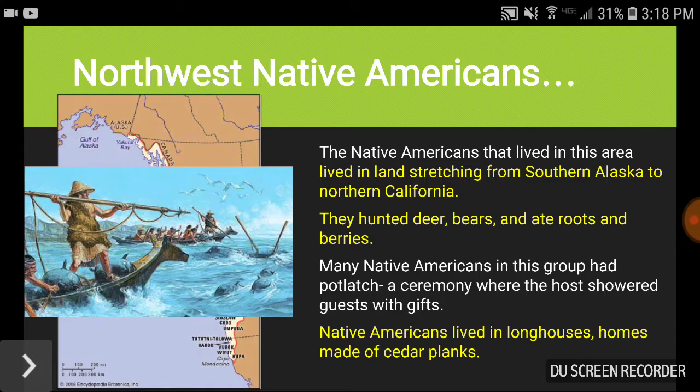So again, even though they're in different regions or cultural areas, they did have similar diets in that they were both eating animals from the ocean and different things like that. Many of these Native Americans in the Northwest region also had something very specific to them called a potlatch.